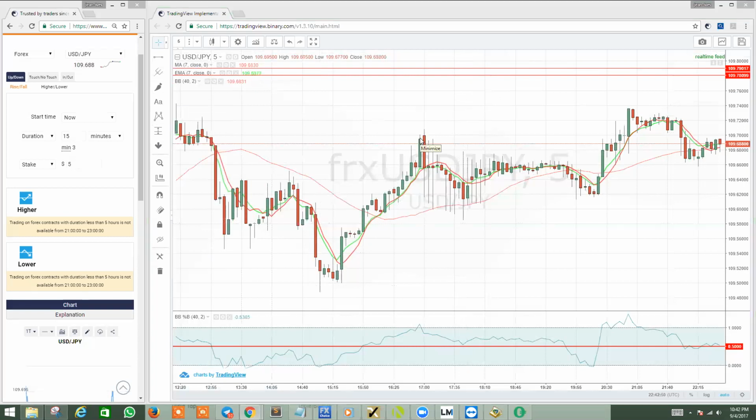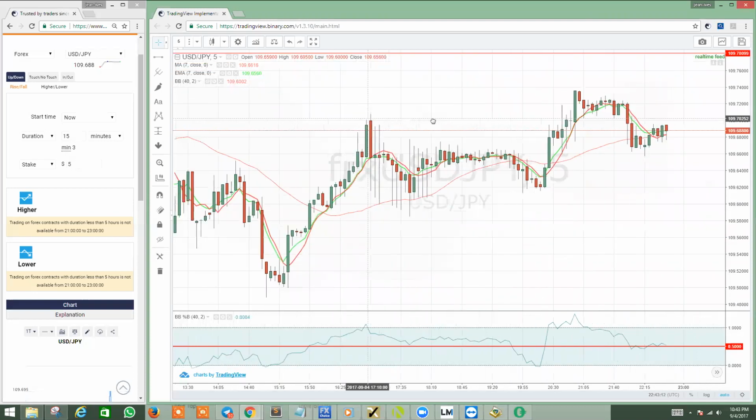So actually, I use it for both binary and forex. The way I use it for forex, I'm just scalping a few, like 10 to 15 pips when it comes to forex. And the way I use it for binary is just going to be like a 15-minute trade or 30-minute trade.